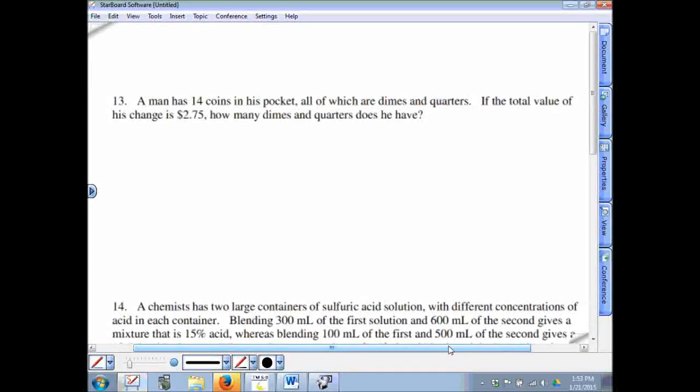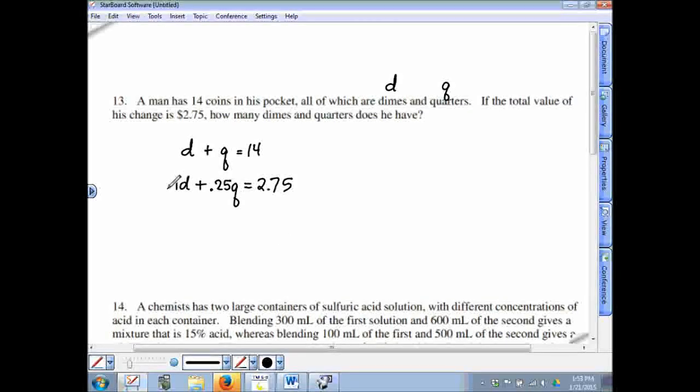Okay, question 13. A man has 14 coins, all of which are dimes and quarters. So I'm going to have a variable d and a variable q. And he has 14 total coins, so d plus q is equal to 14. There's one equation. If the total value of his change is 275, how many dimes and quarters does he have? Well, a dime is worth 10 cents, so 0.1 times d. Quarters were 25 cents, so 0.25 q. That's equal to $2.75.